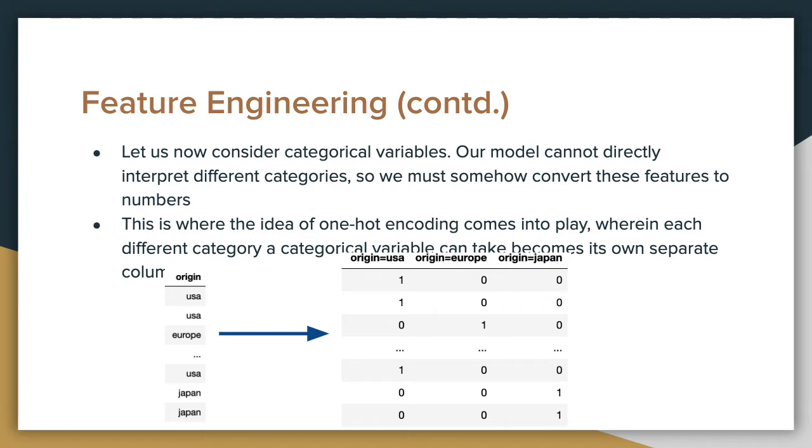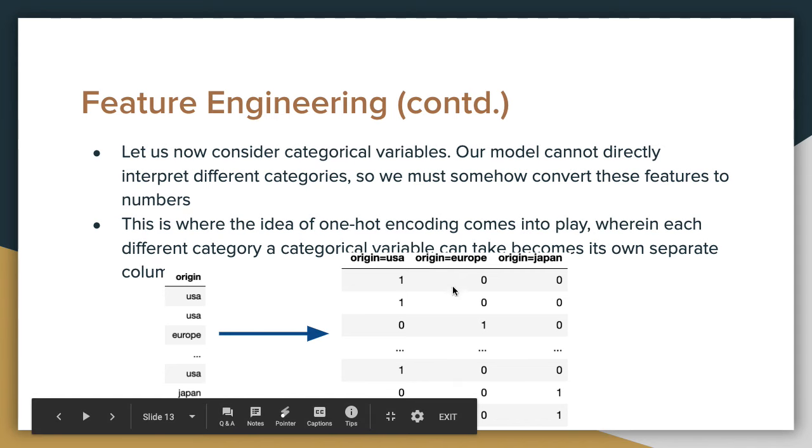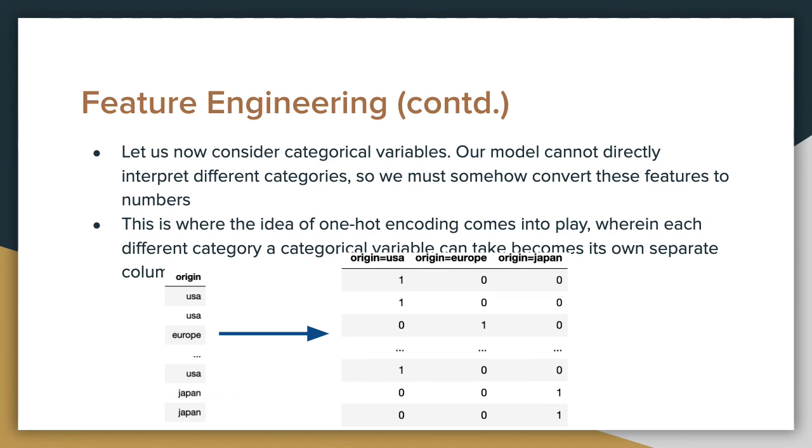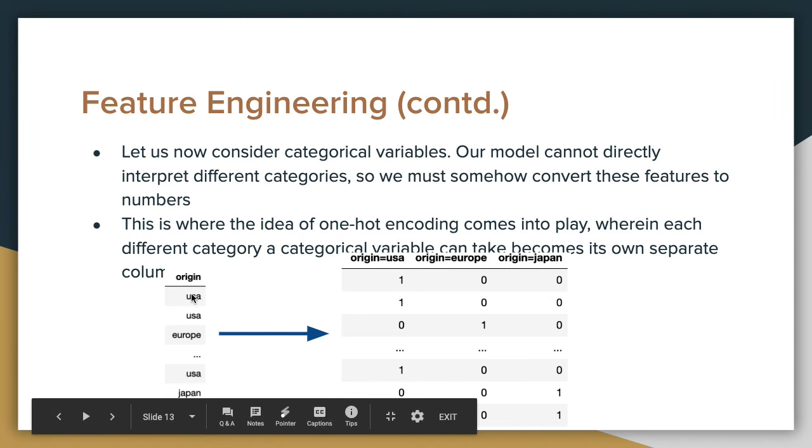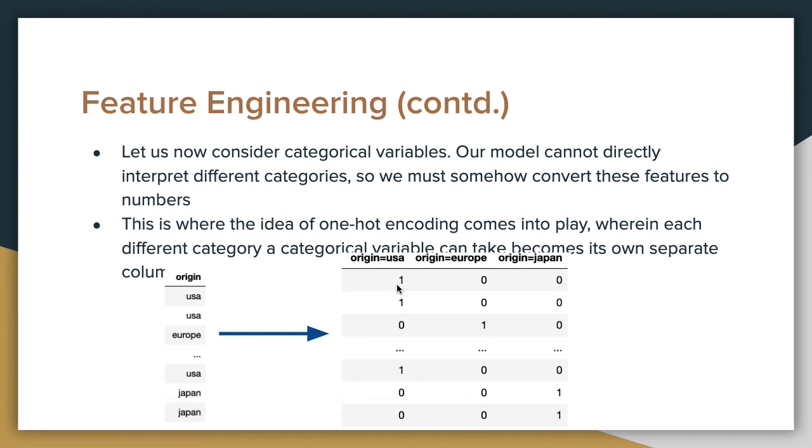So instead, we resort to one-hot encoding in the case of categorical variables. In the specific example of our MPG dataset, we saw that there was a categorical variable which talked about where the car originated from, be it the USA, Europe, or Japan. So in the case of one-hot encoding, if there are n categories, we create n columns. Over here we have three different categories, so we create three different columns. Whenever an observation meets that category, we give it a 1 in the corresponding column, and 0 in the other ones.